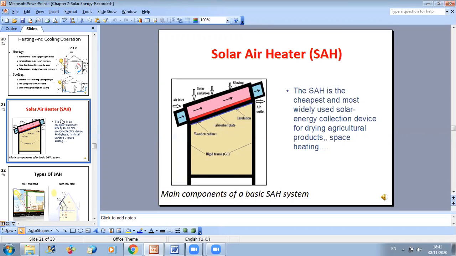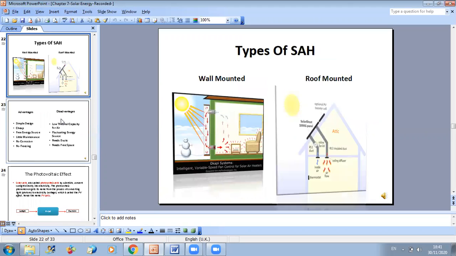Okay. So the solar air heater is the cheapest and most widely used solar energy collection device, and it's mainly used for drying agriculture products. And so in these applications, you don't need a very large gradient of temperature. This is why it's very much used in such applications. Now we have several types of solar air heater.